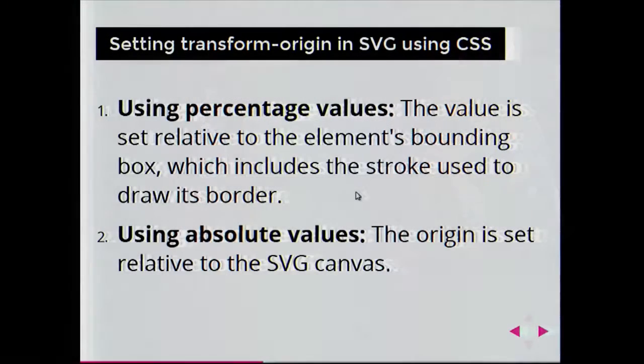To set a transform origin in SVG, you can set it either using percentage values or using absolute values. If you use percentage values, the percentage value is going to be set relative to the element's bounding box, which includes the stroke used to draw its border. If you have an element, whatever it is, and you apply a stroke to it, this is kind of similar to a border in HTML. If you set the transform origin in percentages, it's going to be set relative to the element's bounding box. But if you use absolute values like pixels or ems or whatever, they are going to be calculated relative to the entire SVG canvas.